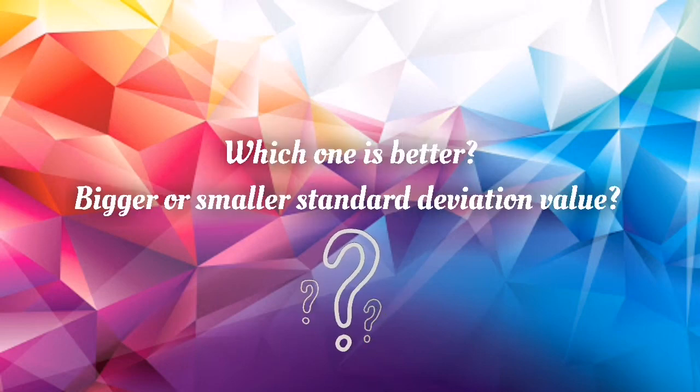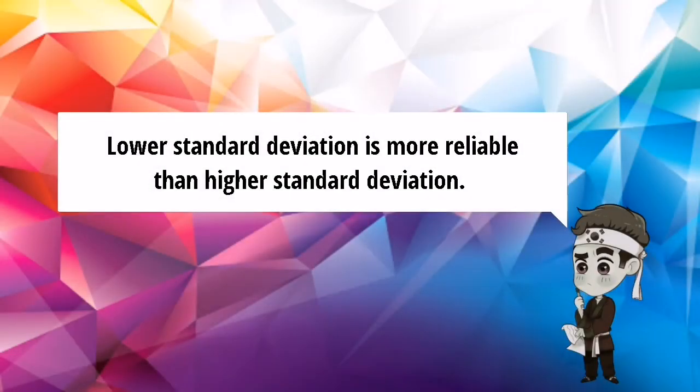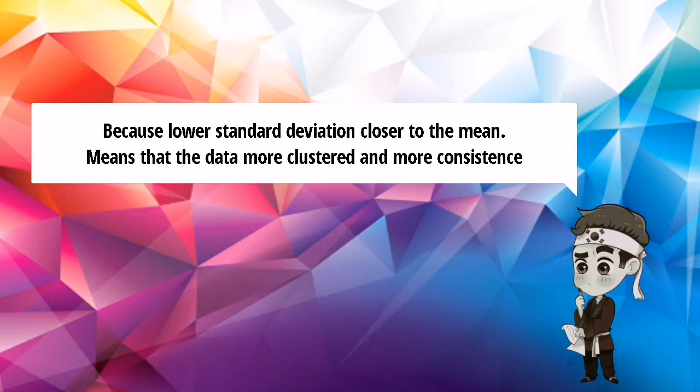And the last question is about the standard deviation value. It asks for my opinion, which one is better, a big or small standard deviation value. In our opinion, a lower standard deviation is more reliable than a higher standard deviation. It is because a lower standard deviation is closer to the mean, and it means that the data is more clustered and more consistent.